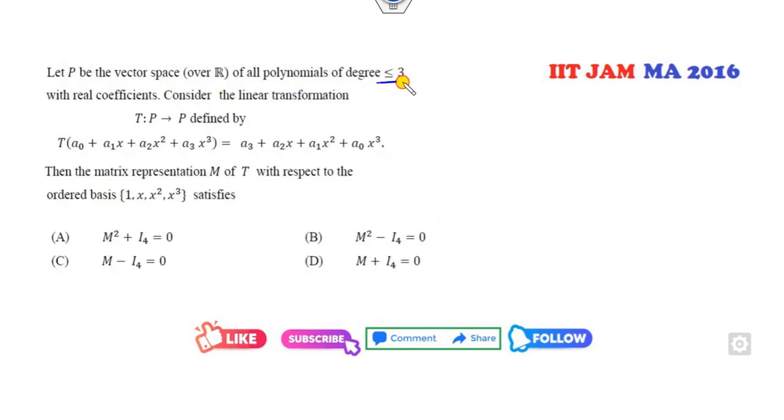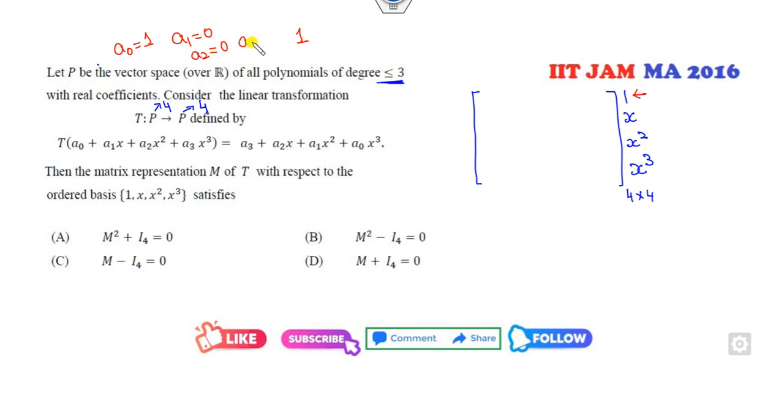Look at this another one. The degree is less than or equal to 3, so the dimension of this is 4. So my matrix will be 4 cross 4. I can write 1, x, x square, x cube. If I take 1, it means a0 will be 1, a1 will be 0, a2 will be 0, a3 will be 0. If I substitute here, what will happen? Only x cube. So x cube coefficient is 1, rest values are 0.